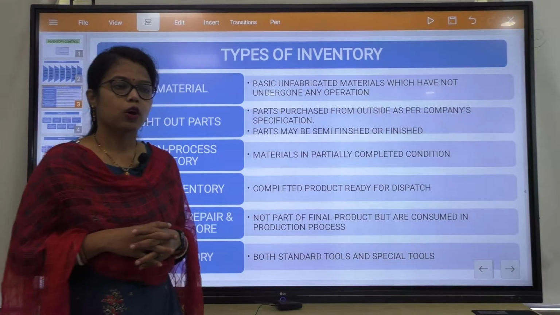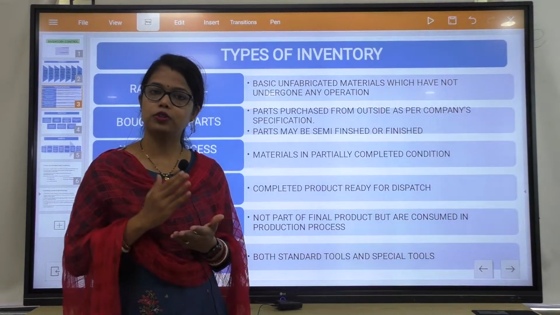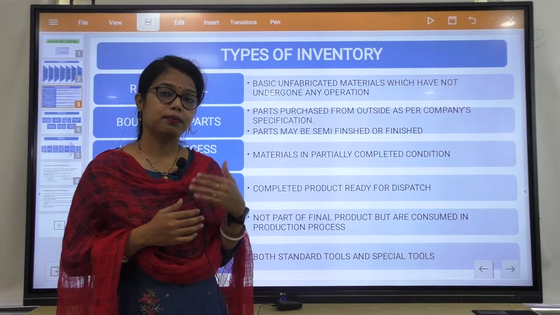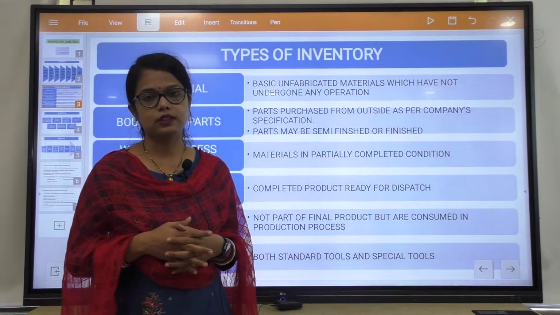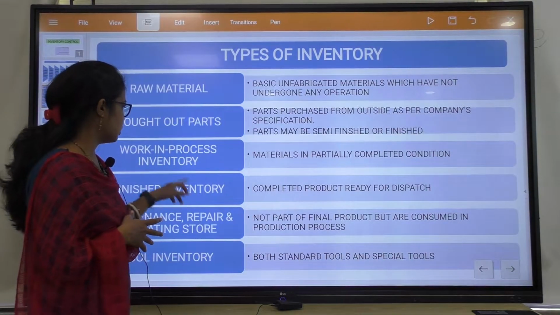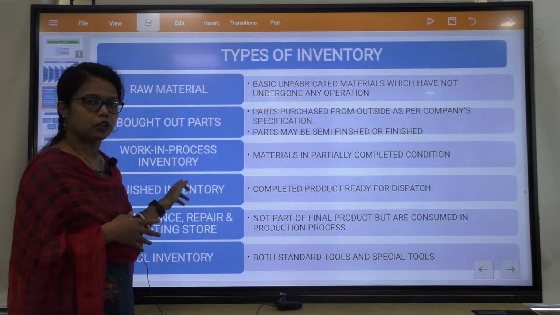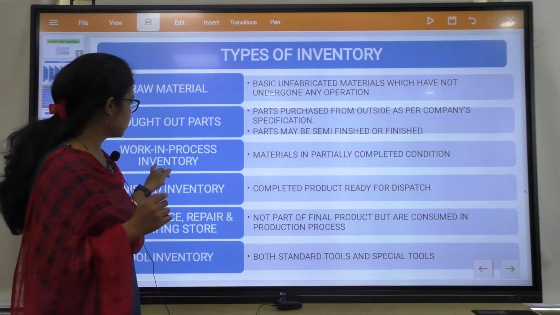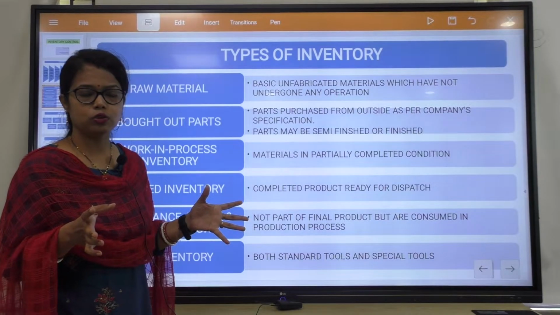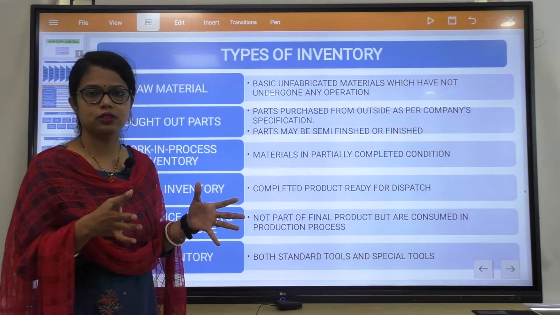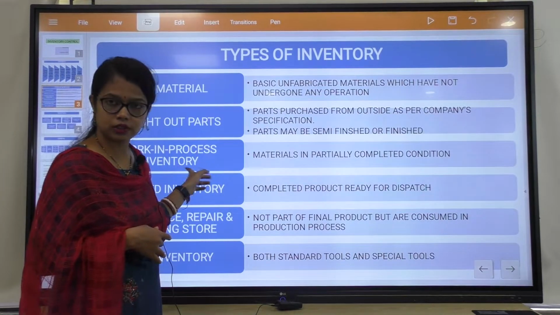Okay, that means all the final operations have been carried out on that product, and that is completely ready for dispatch, but that is kept in stock. That is called finished product, finished inventory. The difference between work in process inventory and finished inventory is this: suppose a refrigerator, the compressor is there and other parts are there, but those are not in assembled condition, that is not ready to dispatch. So that is called work in process inventory.